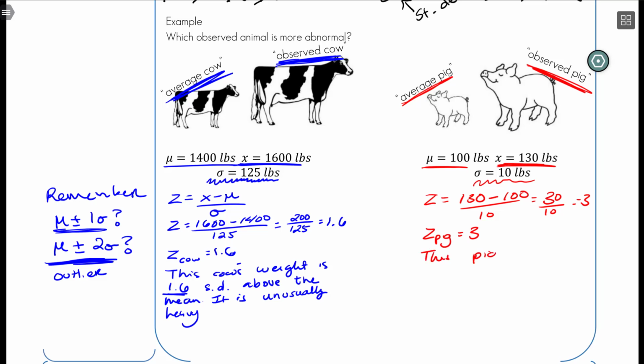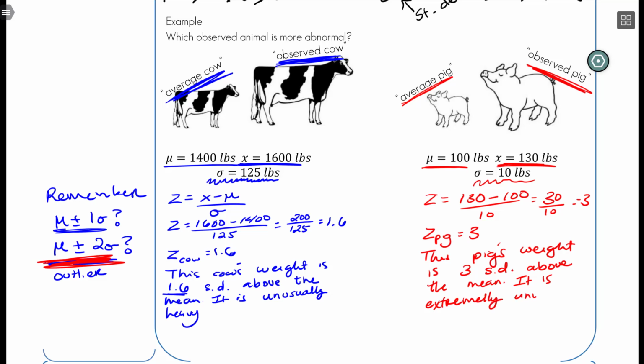It means this pig's weight is 3 standard deviations above the mean. Since it's 3 standard deviations above the mean, it's even more than an outlier. It's super duper weird, right? Being 3 standard deviations above the mean, this is one of the most unusual pigs that we have ever seen. We would say it is extremely unusually heavy for a pig.